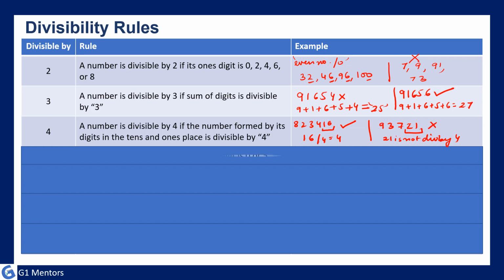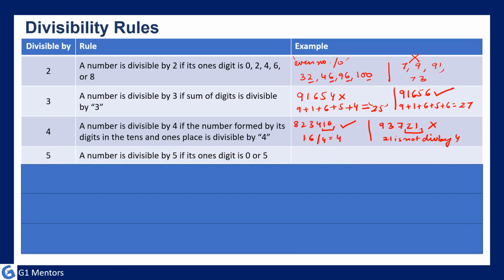So now let's see 5. 5 is very simple. A number is divisible by 5 if its ones digit is 0 or 5. So for example, if the number is 9555, definitely it is divisible by 5. Or if the number is, let's say this, the last digit is 0, so both these numbers are divisible by 5.